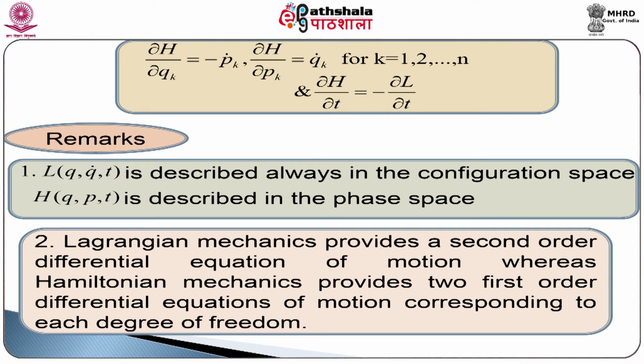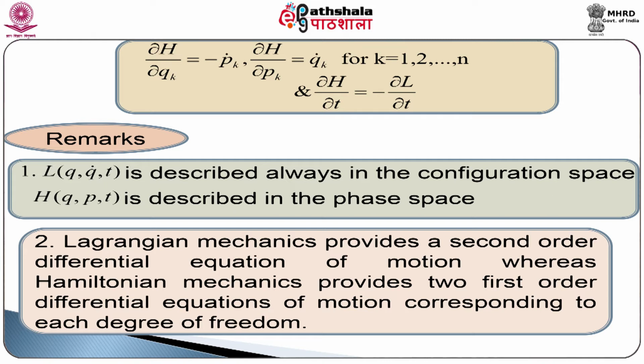One can remark that Lagrangian L, which is a function of generalized coordinate q, generalized velocity q dot and time t, is always described in the configuration space of appropriate dimension, where the configuration space is described only by the total number of generalized coordinates of that system, whereas Hamiltonian, which is defined by the function capital H, which is a function of generalized coordinate q, generalized momenta p and time t, is described in the phase space of requisite dimension set by the equal number of generalized coordinates as well as generalized momenta.